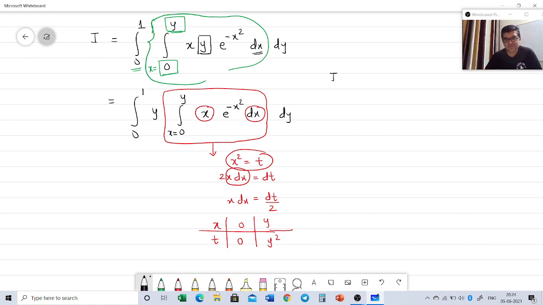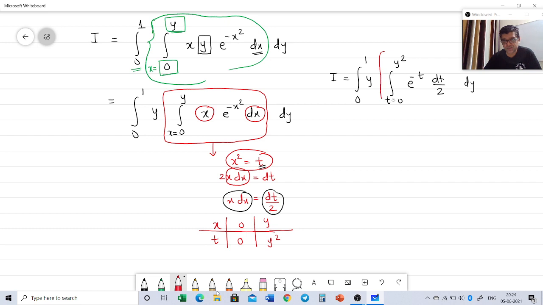So let me proceed further. Outer integral 0 to 1, y as it is. Now inner integral will be t equals to 0 to y square. This x into dx will be replaced by dt by 2, and this will be simply e raised to minus t, right? Because x square is t. And of course you have dy. Please understand all the action is going on here in the inner integral.